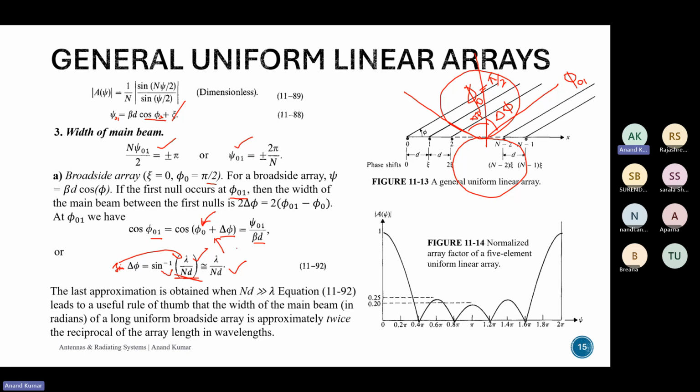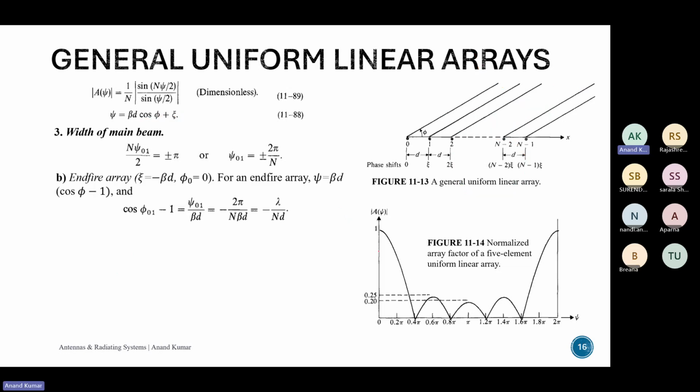So the final width of the main beam is 2 delta phi, which is equal to 2 lambda by N d. So that's it for the broadside array.